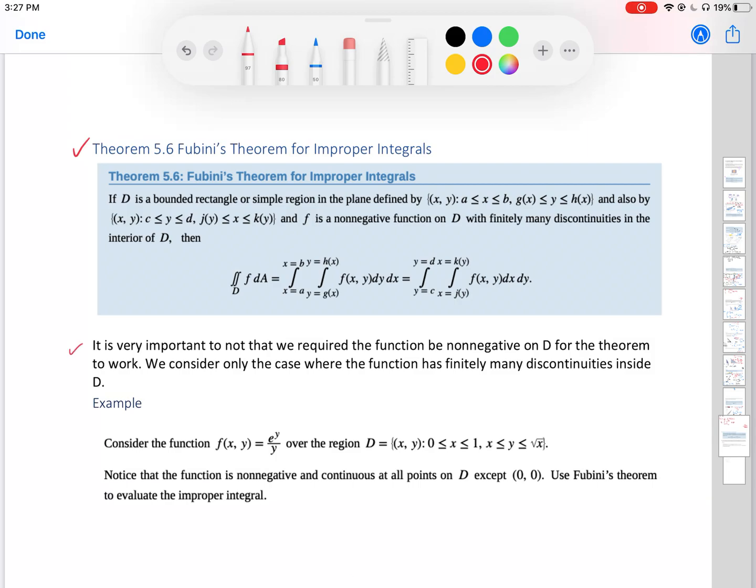It is very important to note that we require the function to be non-negative on D for the theorem to work. We consider only cases where the function has finitely many discontinuities inside that D. So in general, we can proceed and integrate as normal within an enclosed region. And this example is just the same as the examples we've done. So I'll let you try that one on your own.